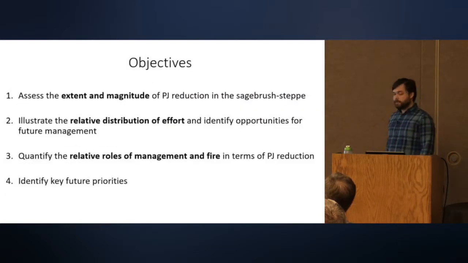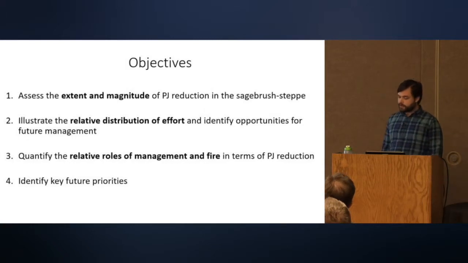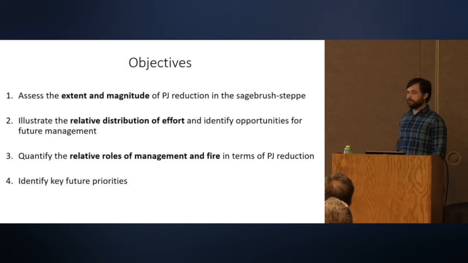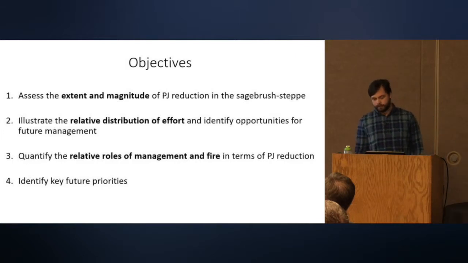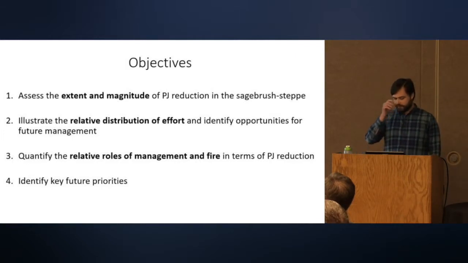So our objectives with this work were to first assess how much conifer reduction is actually occurring on these landscapes. Secondly, figure out where it's occurring and who is doing it, so kind of illustrating the relative distribution of effort of this work. Thirdly, to quantify the relative roles of management, but also fire in terms of this conifer reduction. So it's not just management that's out there reducing the cover of these conifers. We also have wildfires out there burning. And finally, we wanted to identify some future priorities with regard to conifer management.